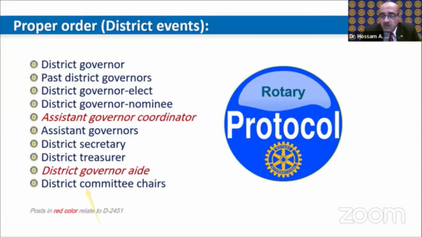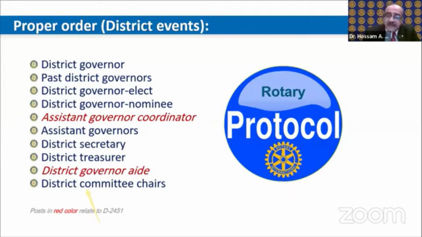The first in the local is the district governor, and then past district governors by seniority, as we agreed. Then the district governor elect and the district governor nominee. In Rotary District 2451 we have specifically what's called the assistant governor coordinator. He is the coordinator for the assistant governors for a specific geographical area. So he is called before the assistant governors, and then the district secretary and district treasurer.